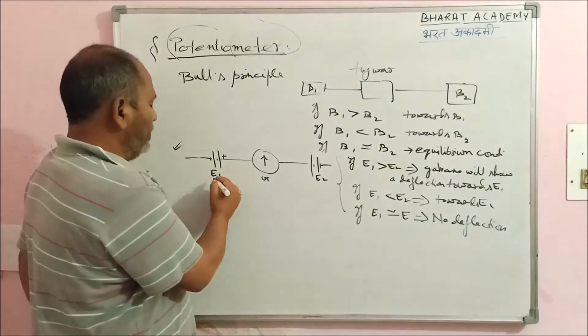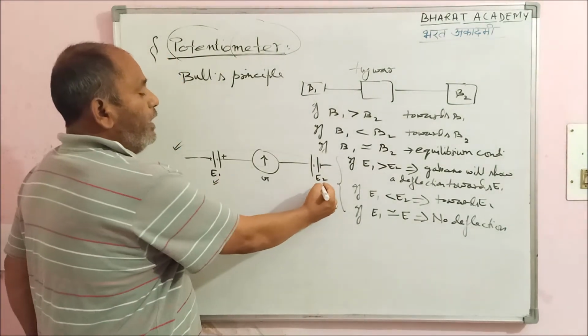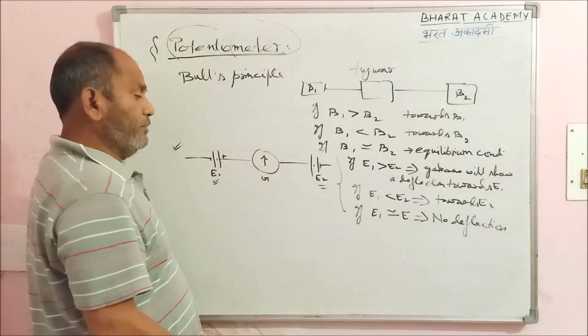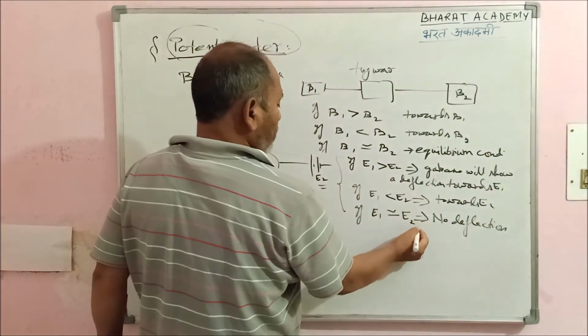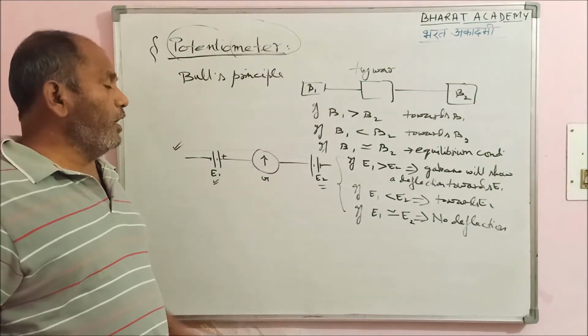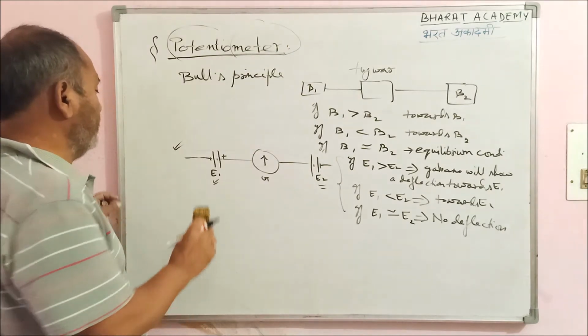If I apply a known cell and an unknown cell, and we find the null point position when both come out to be equal, then the value of this E2 becomes just equal to E1. Now how to adjust this device, how to form it?